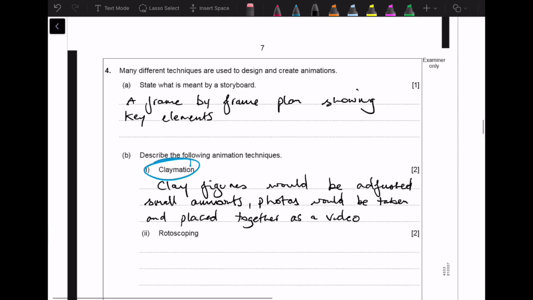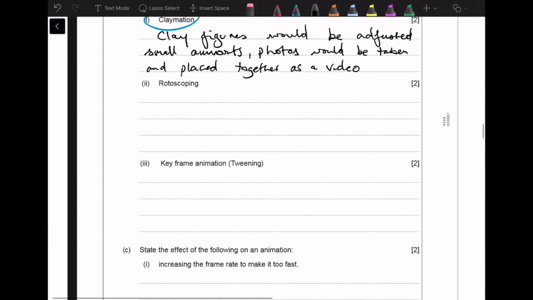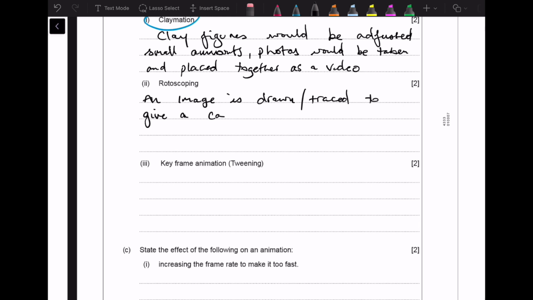Okay, so what's rotoscoping? Rotoscoping is where an image is drawn or traced to create a cartoon effect. An image is drawn, traced to give a cartoon effect.